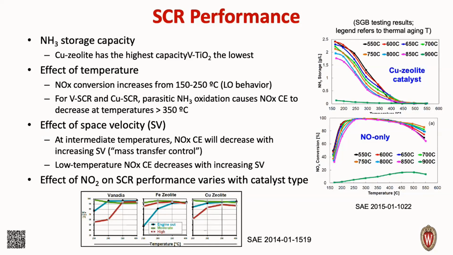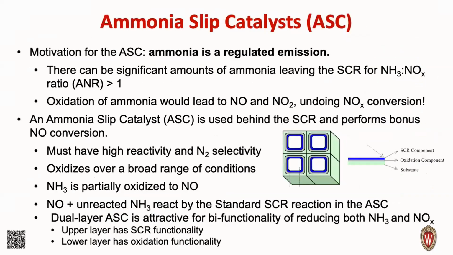Again, you can see that the effect of the NO2 being present on SCR performance varies with the type of catalyst it is. So if you look at these various species, you can see that this is vanadium, this is an iron catalyst, this is a copper catalyst. You can see that having different amounts of NO2, like just engine out NO2 or moderate NO2, meaning we've added some in, or high levels of NO2 change the conversion efficiency, and the order of the lines changes for each of these materials.